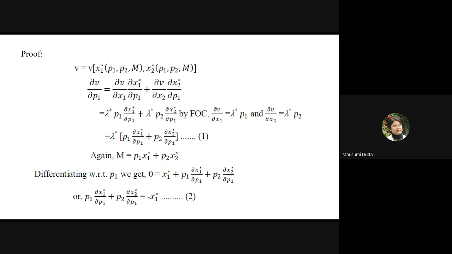For solving this, please write down the objective function: V is equal to V of x1 star, a function of P1, P2, M, and x2 star, which is also a function of P1, P2, M. Instead of del V by del P1, now you need to consider del V by del P2, with respect to the price of the second commodity. Then go for proper substitution, consider the budget constraint, take the derivatives, plug them in the suitable place, and check what you are getting. If anyone has any question or confusion, please ask me. Otherwise, please do this now.